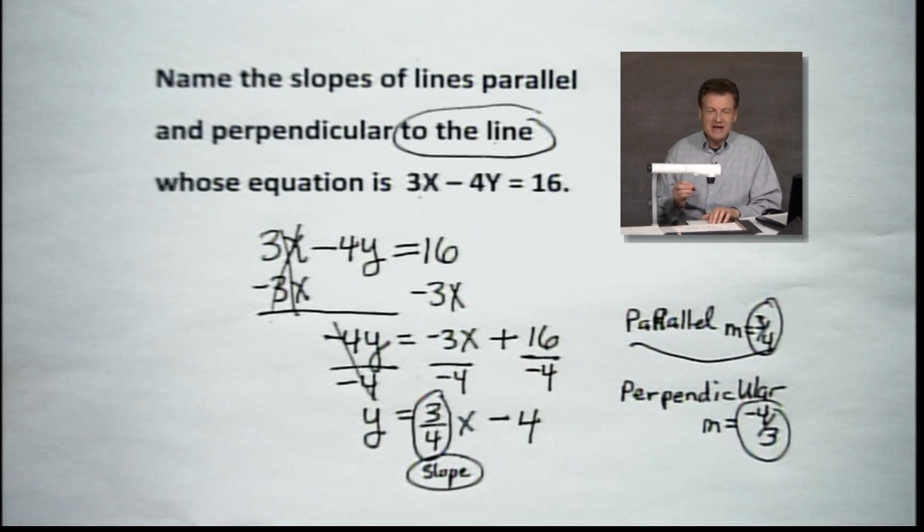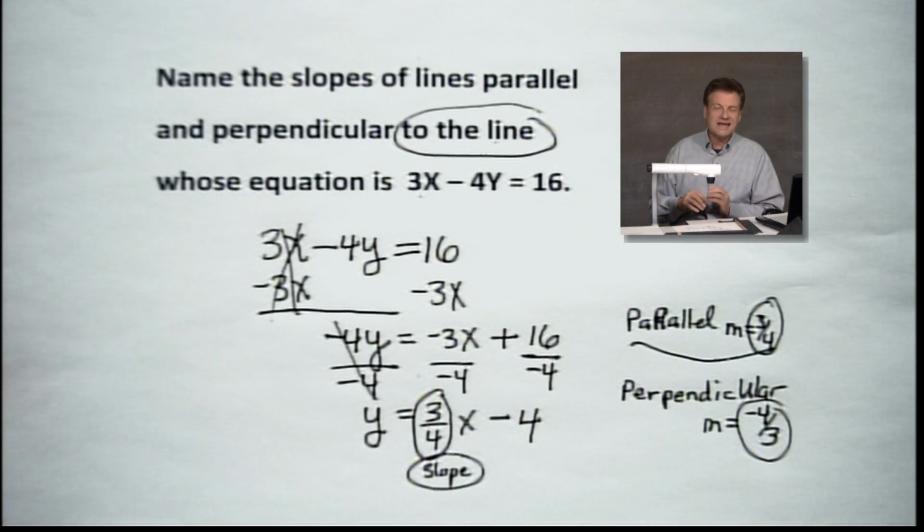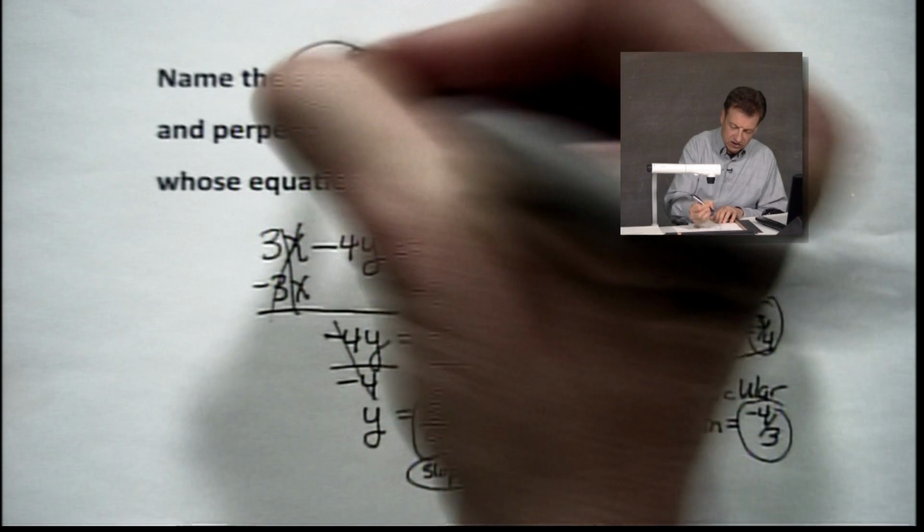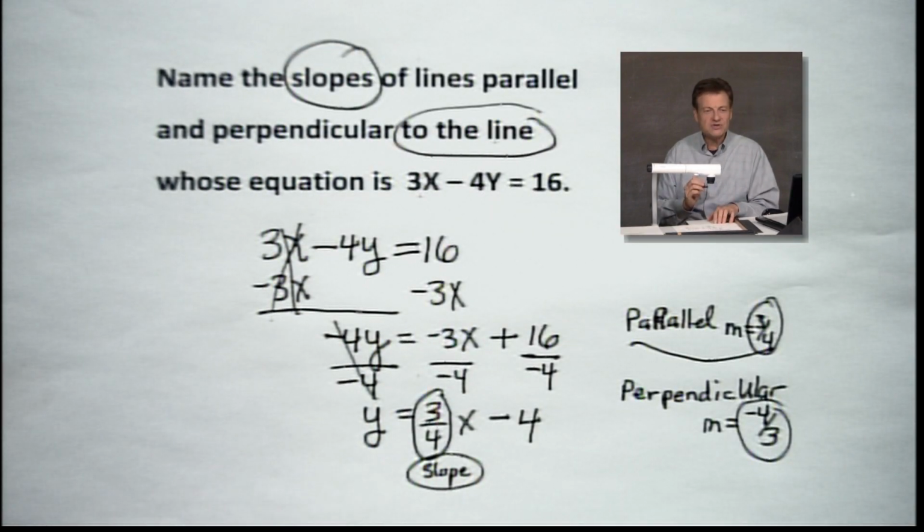Now, you say, well, what about that negative 4? Negative 4 places the line as our starting point. That's the y-intercept. But all we're concerned with is, yes, we're concerned about naming the slopes.